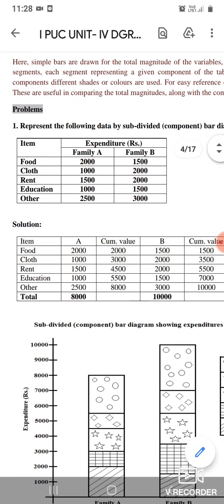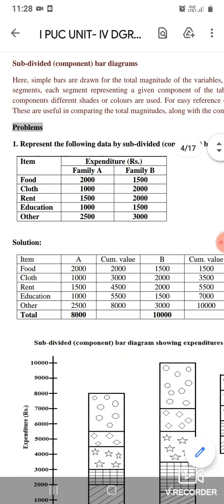Good morning, students. Let us continue with the next bar diagram, that is subdivided or component bar diagram. In the previous class we have studied about simple bar diagram and multiple bar diagram. Today we will deal with subdivided or component bar diagrams.